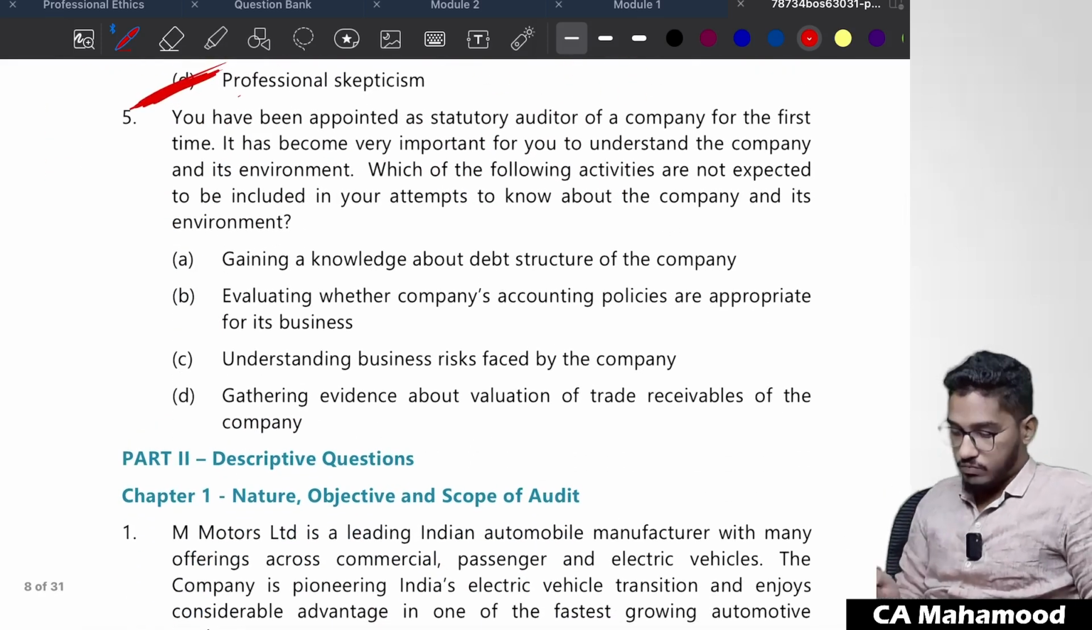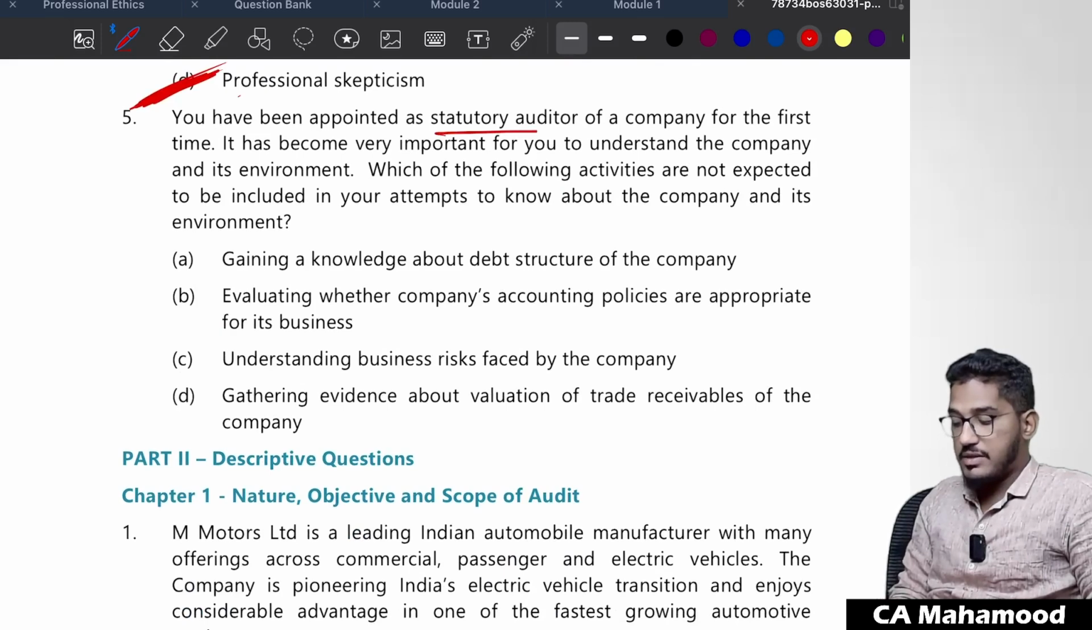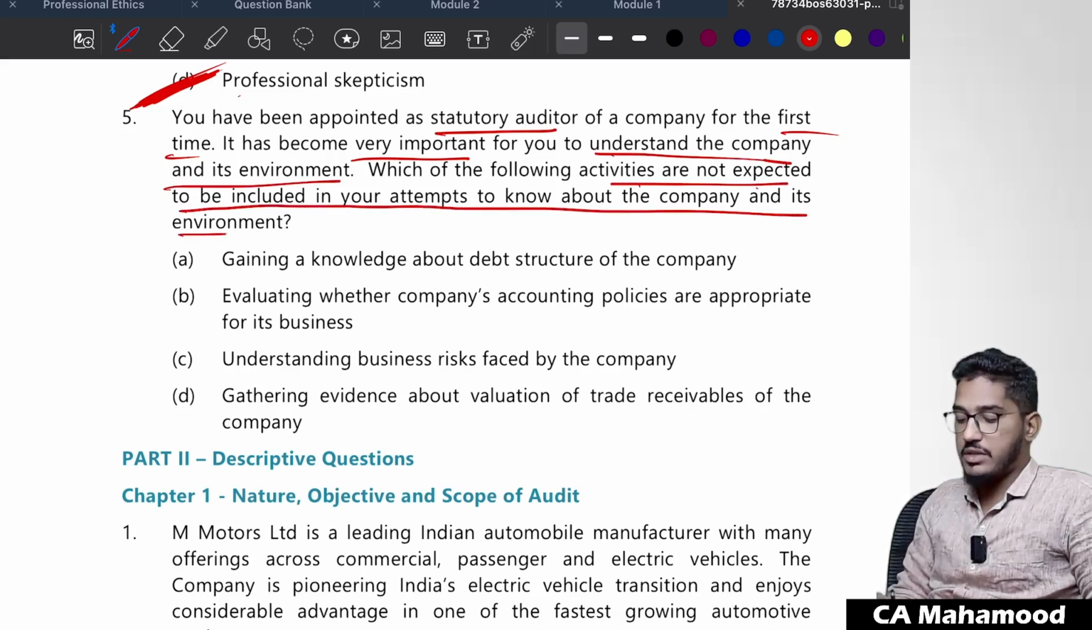Next one. You have been appointed as statutory auditor of a company for the first time. It has become very important for you to understand the company and its environment. Which of the following activities are not expected to be included in your attempts to know about the company and its environment? So in order to understand the company and its environment, you will implement certain steps. They have given some options. From those options, we have to find out which steps are not included in understanding the entity's environment. Gaining knowledge about debt structure.